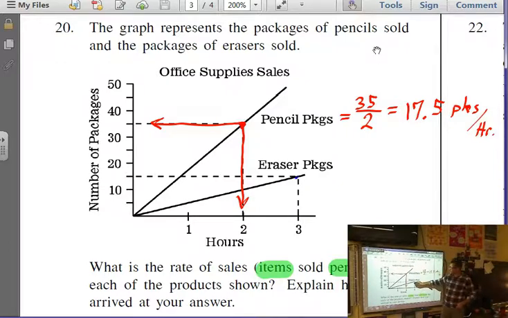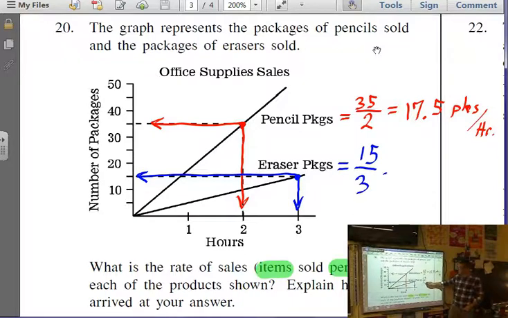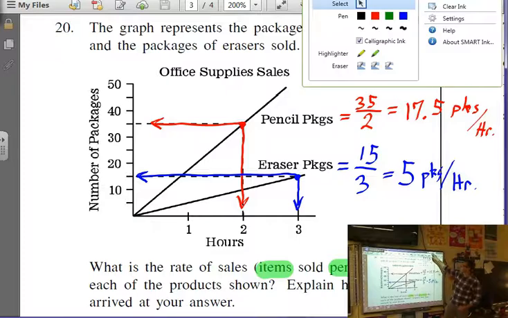Same deal for the erasers. We look at how many hours, how many packages. So we get 15 packages over 3 hours. That gives me 5 packages per hour. So the difference between them is about 12.5, and you can see that pencil packages is going up a lot steeper than your eraser packages was.